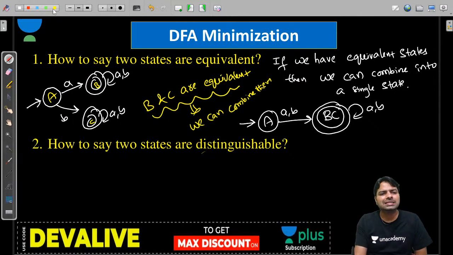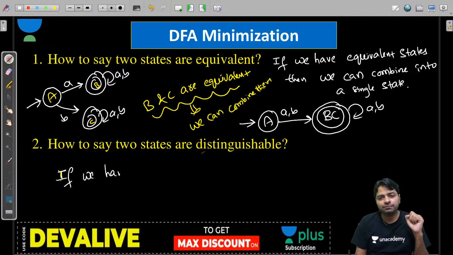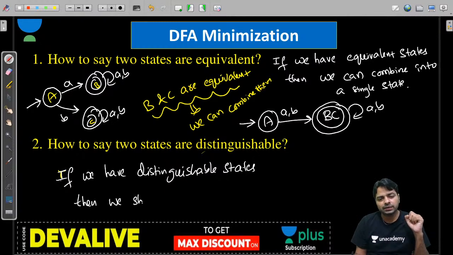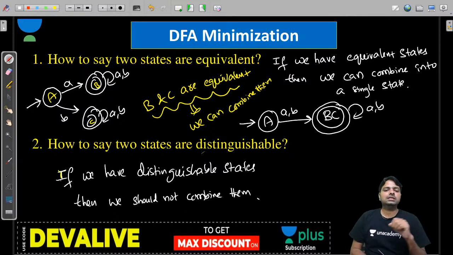And how do we say two states are distinguishable? You look at capital A and capital B. Both are distinguishable. You cannot combine them. If we have two distinguishable states, we should never combine them. If you have distinguished them, we cannot combine them. If we have distinguishable states, then we can never combine. We should not combine them.